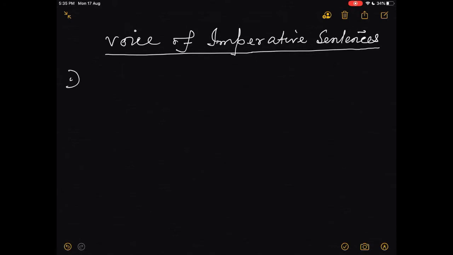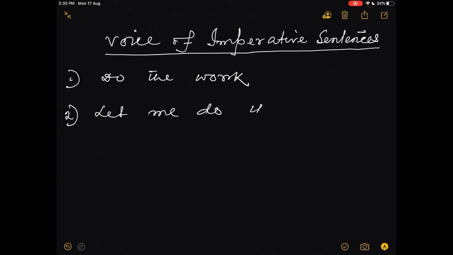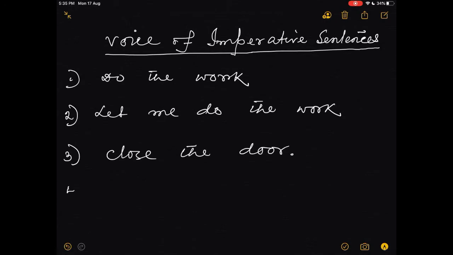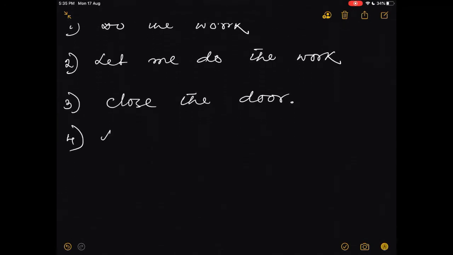The first one is, do the work. Number 2, let me do the work. Number 3, close the door. And number 4, let me close the door.